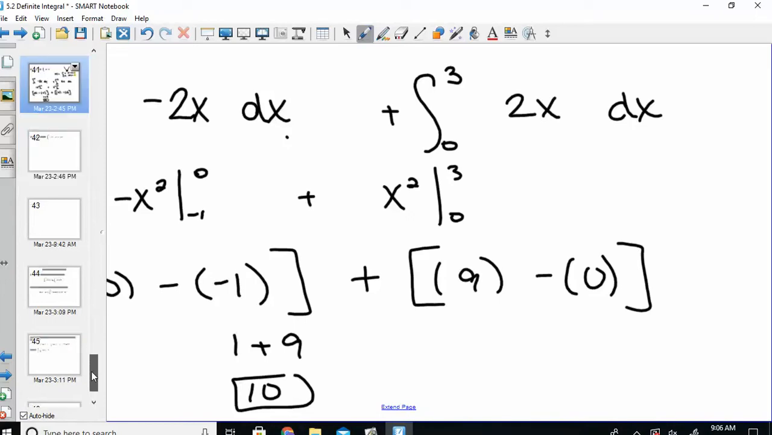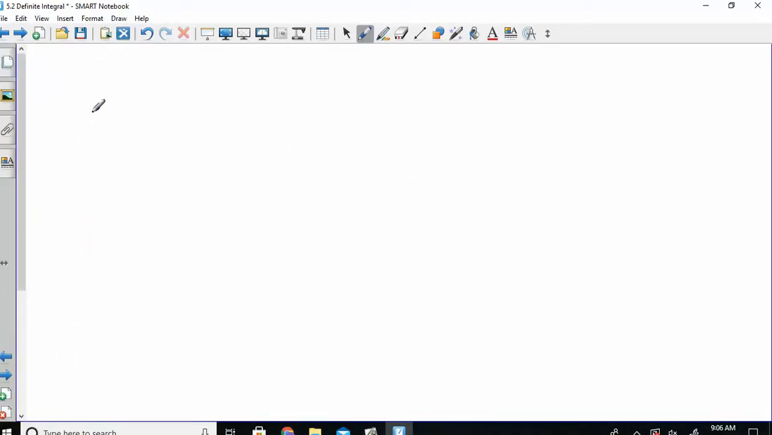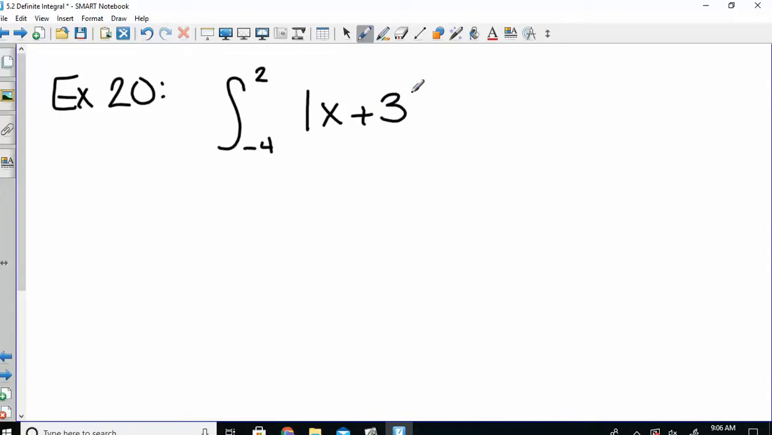Let's do another absolute value one. I asked for the integral from negative 4 to positive 2 of the absolute value of x plus 3 dx.